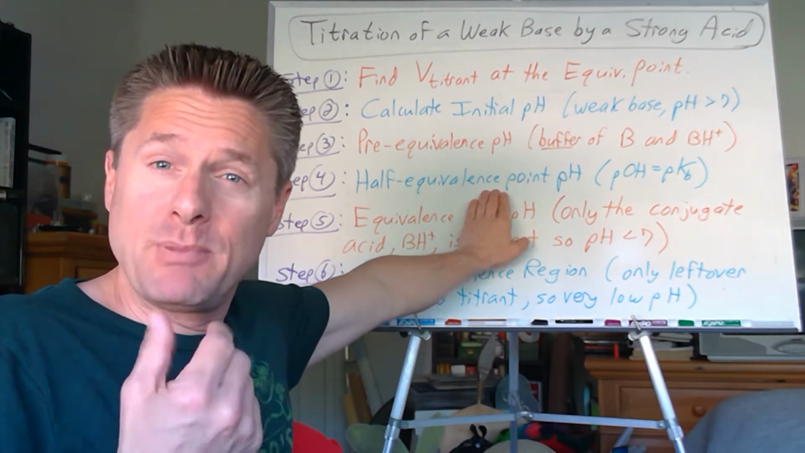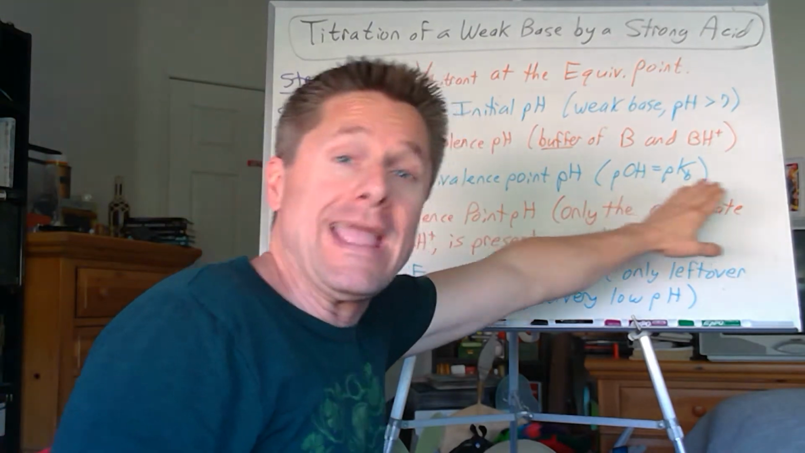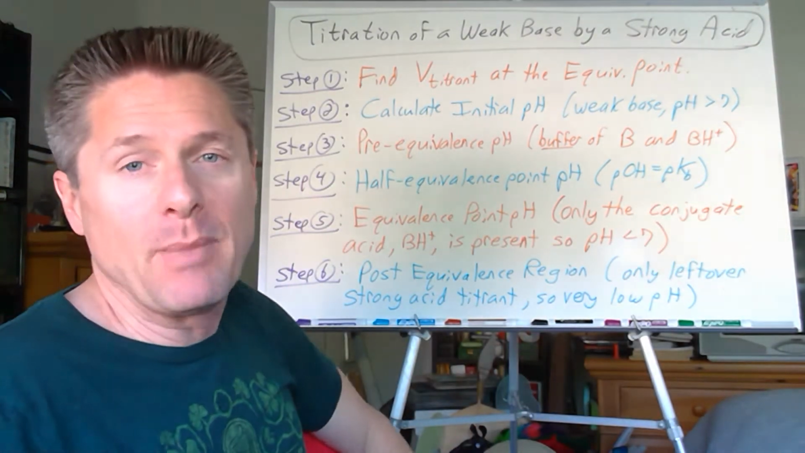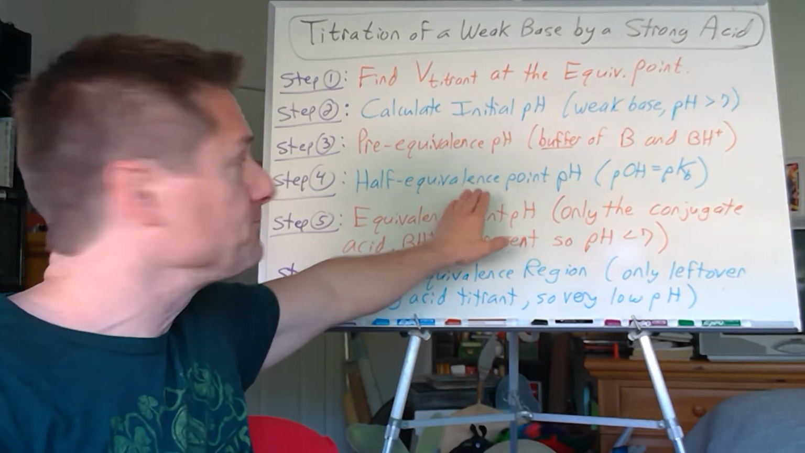Then we'll do the half equivalence point. Now with an acid, the pH was the pKa of the acid. For a base, the pOH is the pKb of the base. And then you just subtract the pOH from 14, you got your pH. That'll be a quick one.